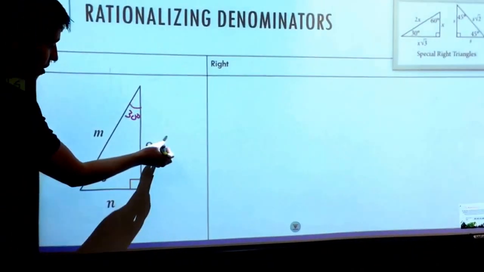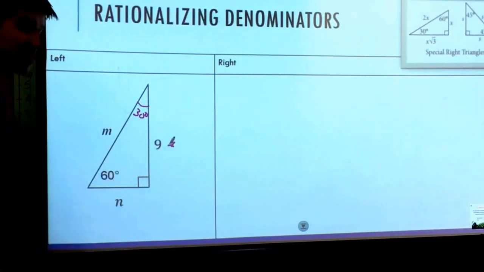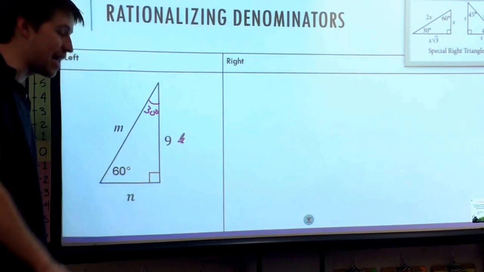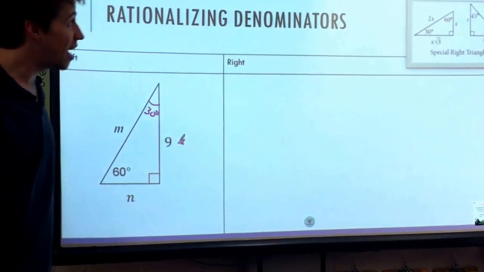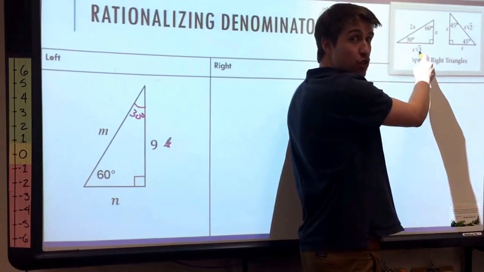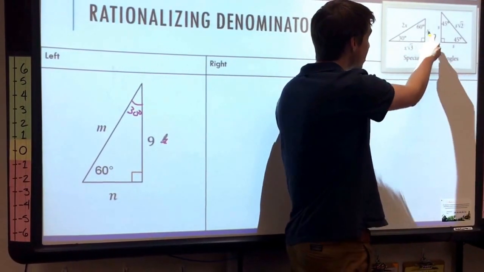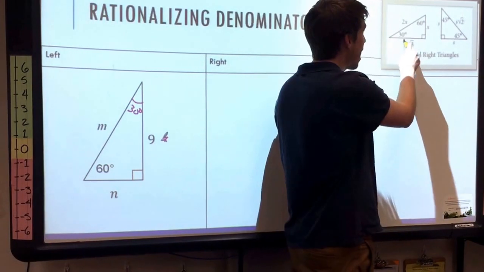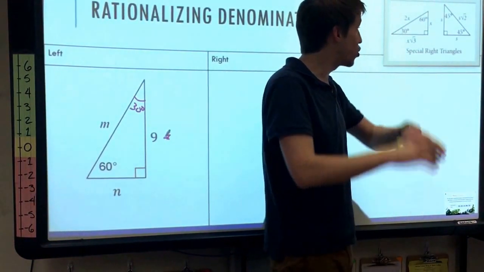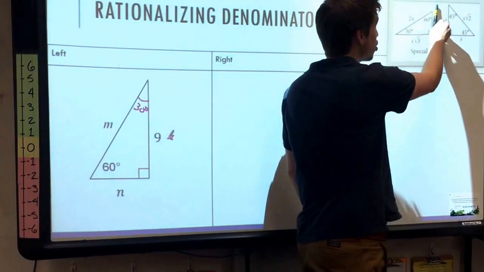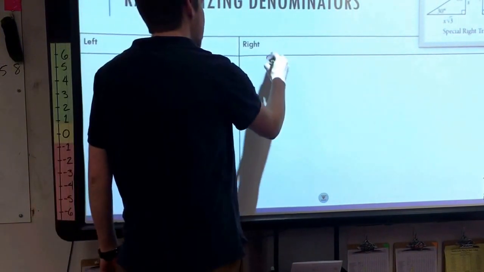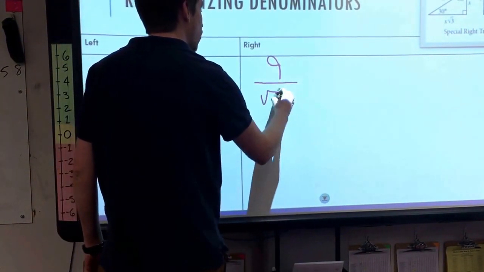I see that I have the 9, which is across from the 60 degrees, and I can see that that is bigger than that bottom side n. So that is my longer leg. And if we go back to our shortcut, the longer leg is x times the square root of 3. So if I want to just get x, I'm going to have to take whatever this longer leg is and divide it by that square root of 3, so I'm just left with my nice short side x. So if I come back over here, I'm going to take the 9. Now I'm going to divide that by the square root of 3.